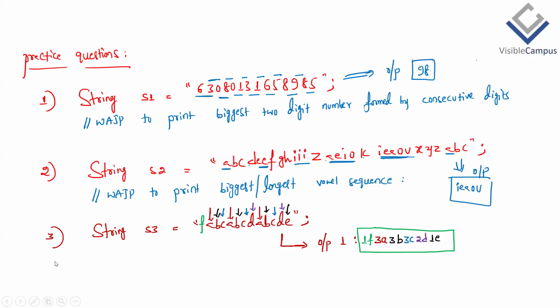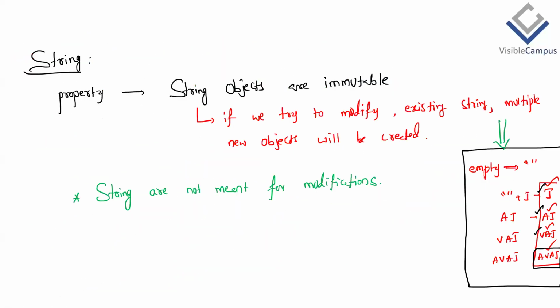So in last class, we discussed the string builder. The concern with strings is that string objects are immutable. But if a real-time requirement is to modify something each and every time, then if we try to modify the existing string, multiple new objects will be created, which means more memory consumption.